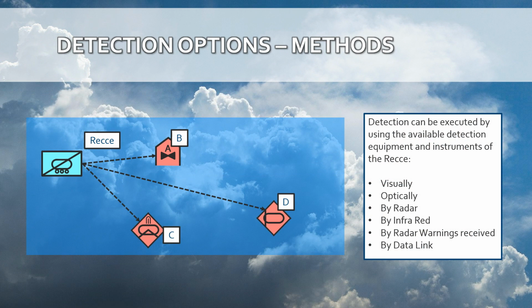The first thing is detection. There are certain methods that can be applied depending on the technical capabilities of the reconnaissance vehicle. Detection can be done visually, optically, by radar, by infrared, by RWR or data link. Actually, I'm using the normal DCS detection API, the normal DCS detection methods. There's no rocket science behind it. But what I've done is add the grouping, add some filters, and add some options to fine-tune the detection according to your needs and your mission design requirements.